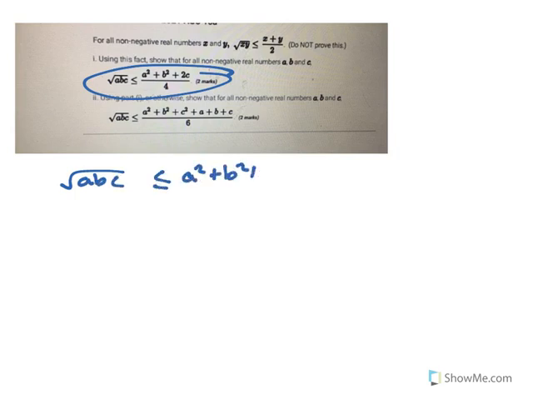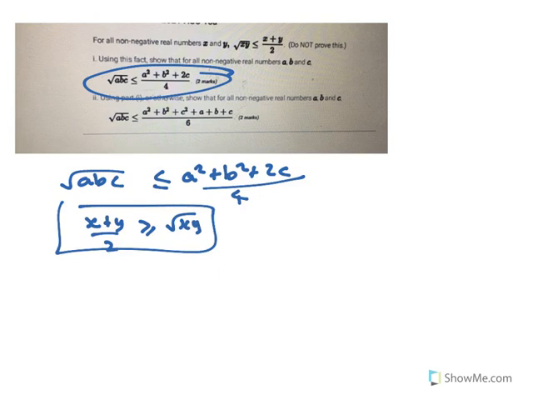Okay, just looking at this inequality question. So the first one, we want to prove that ABC is less than or equal to A squared plus B squared plus 2C on 4. So we're going to start with x plus y on 2 is greater than root xy.